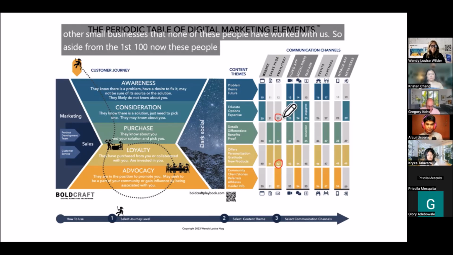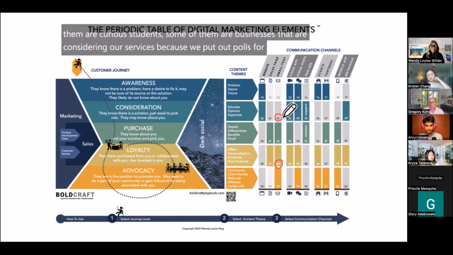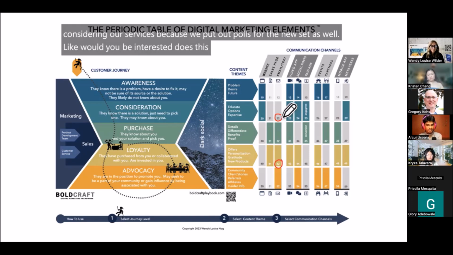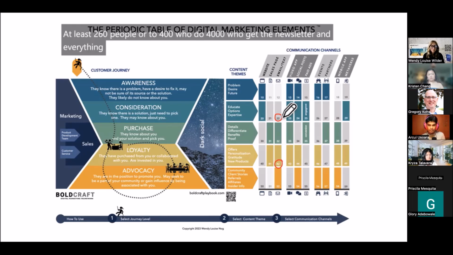Some of them are curious students, some of them are businesses that are considering our services, because we put out polls for the newsletter as well. Like, would you be interested? Does this help you? Do you need clarity with these things? So at least 260 people out of the 4,000 who get the newsletter always end up saying, yeah, we need help. We would love to get on a call, but they don't take the next steps.